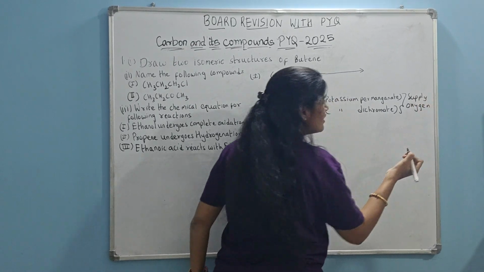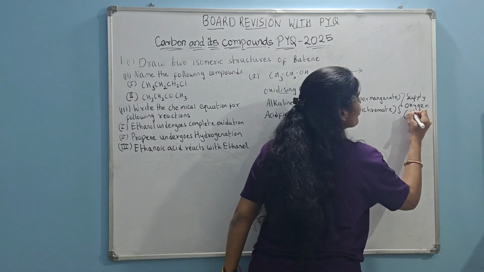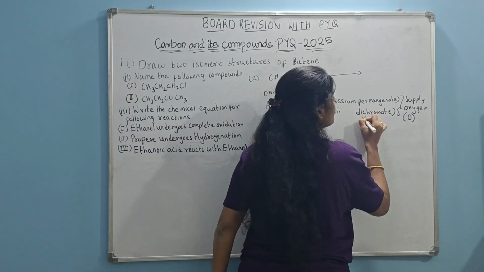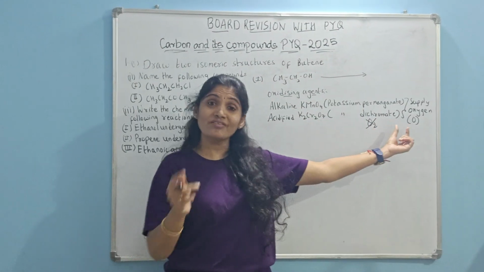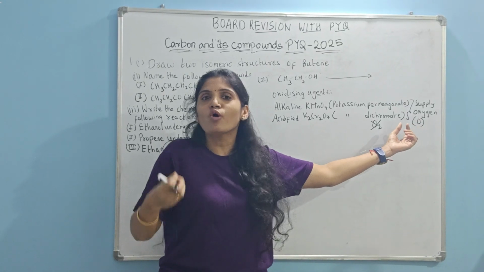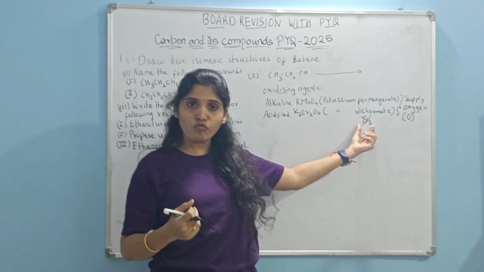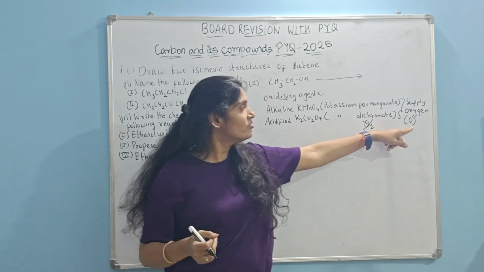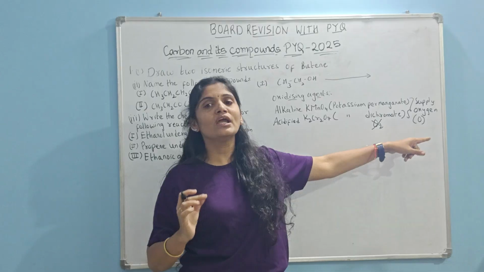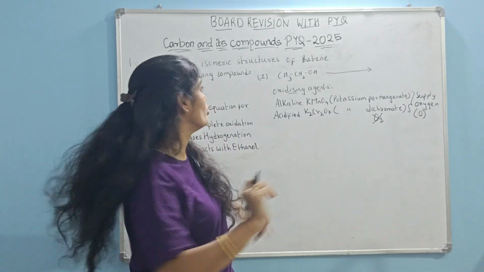To be very precise, they supply a single nascent oxygen. They won't supply O2. This is wrong. Many children have a misunderstanding that it supplies O2. No, it supplies a single oxygen. The single oxygen generally exists in the molecular form of O2. But here, KMnO4 and potassium dichromate supply nascent oxygen, which is your single oxygen. We call it nascent oxygen.